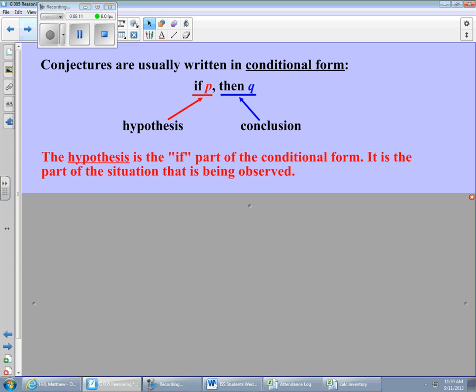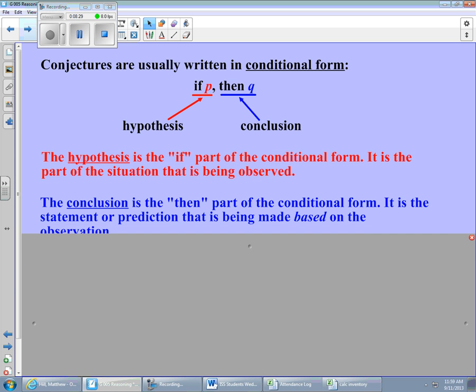Okay, the hypothesis is the if part of the conditional form. It is the part of the situation that is being observed. The sun has risen every day. That is the observation. The dog is biting me every day. That is the observation. The conclusion is the information that's associated with then, the then part of the conditional form. It is the statement or prediction that is being made based upon the observation. The sun will rise tomorrow. The dog will bite me today.